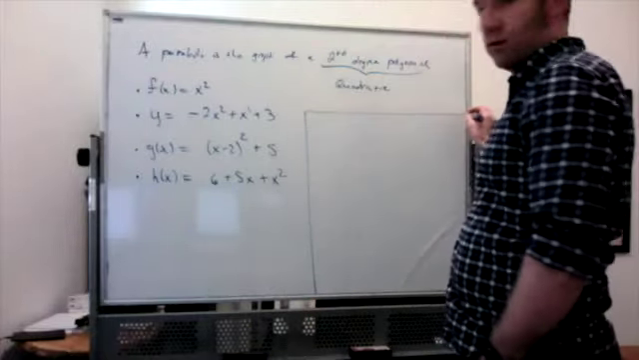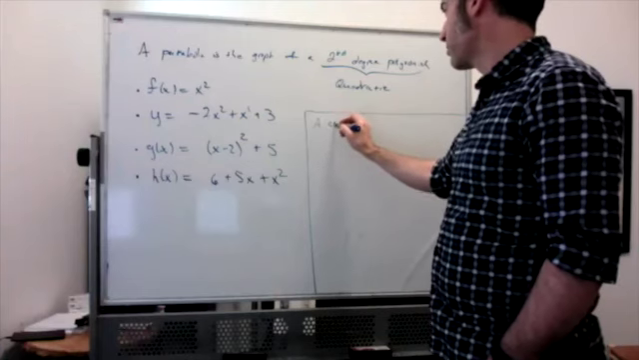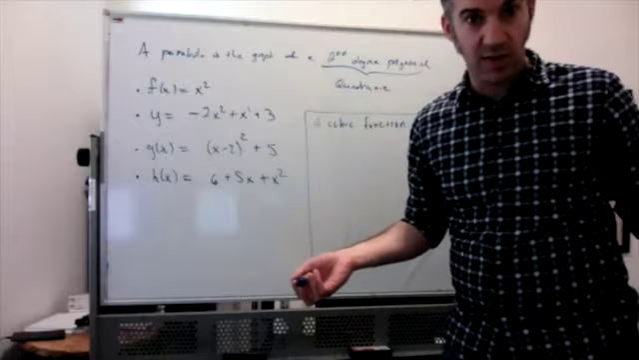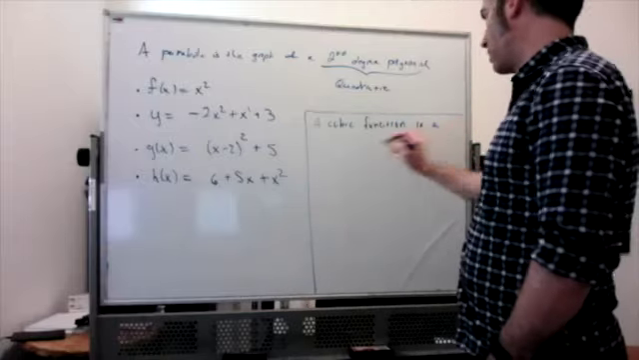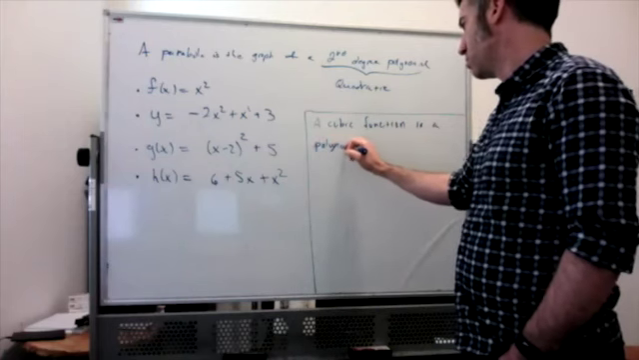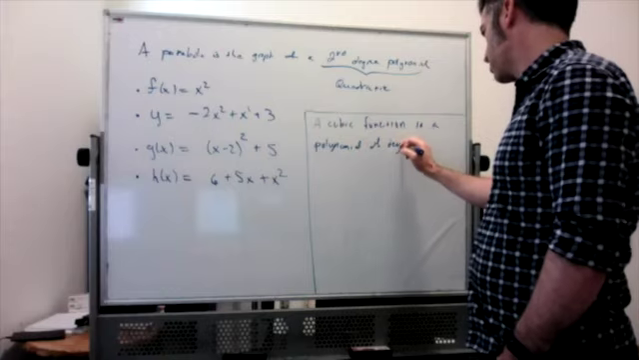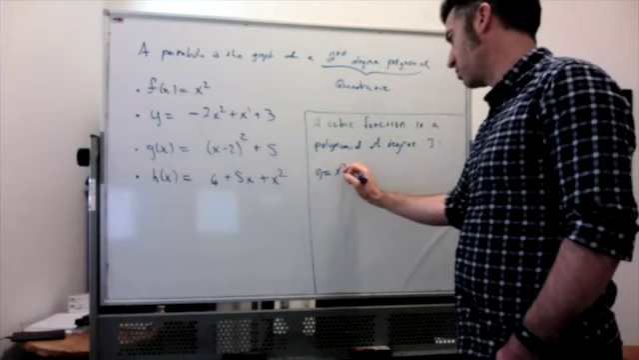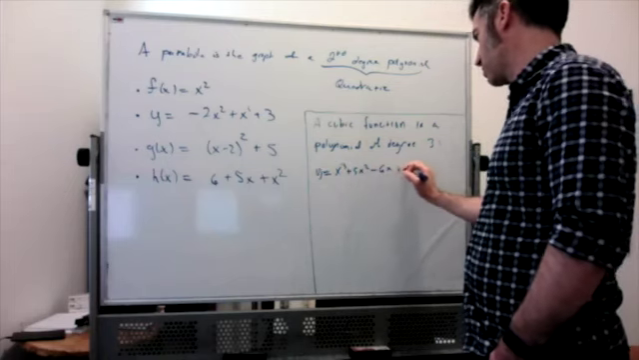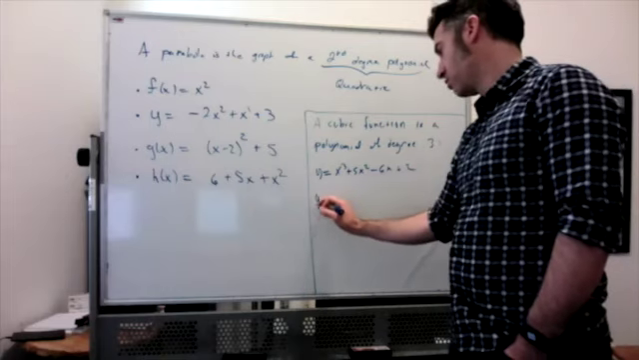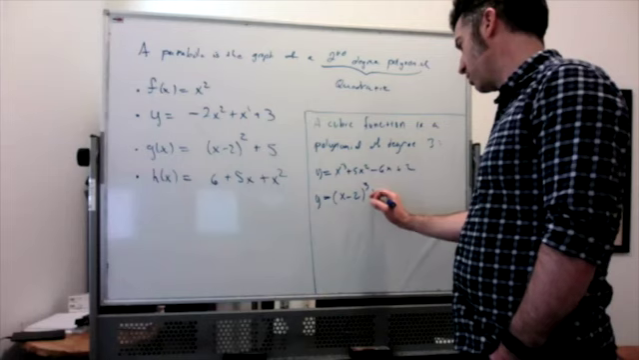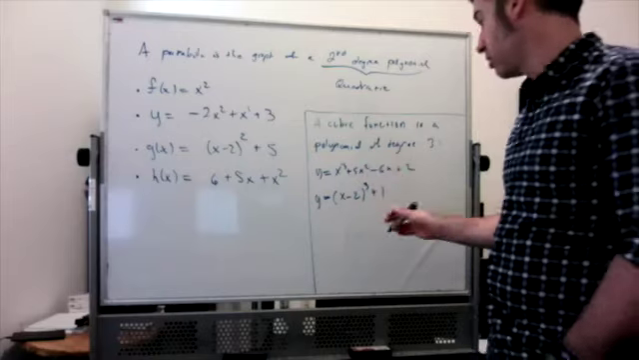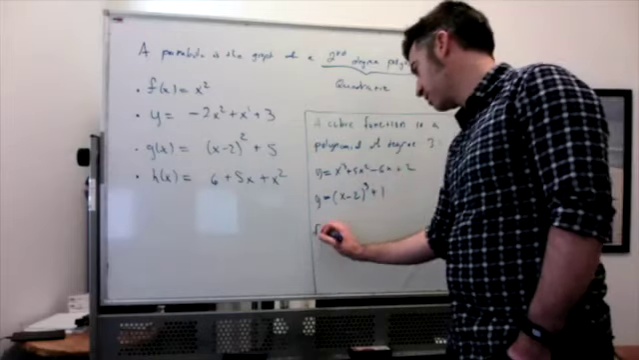We could say that a cubic function, the one that I'm terrible at drawing, like y equals x to the third or y equals x cubed, is a polynomial of degree 3. Some examples of this: y equal to x cubed plus 5x squared minus 6x plus 2. Or you could have something like y equal to (x minus 2) cubed plus 1. Right, definitely a cubic because we're just shifting it 2 to the right and 1 up, but it's still a third degree polynomial.